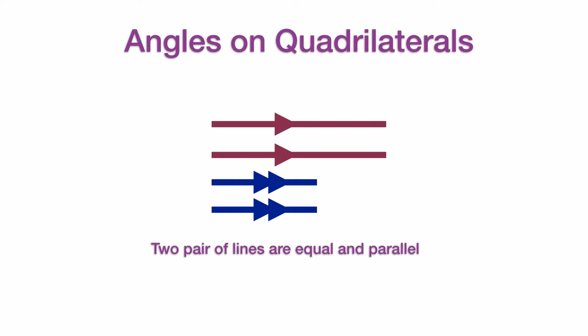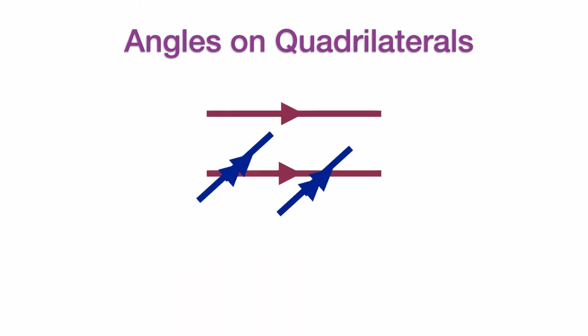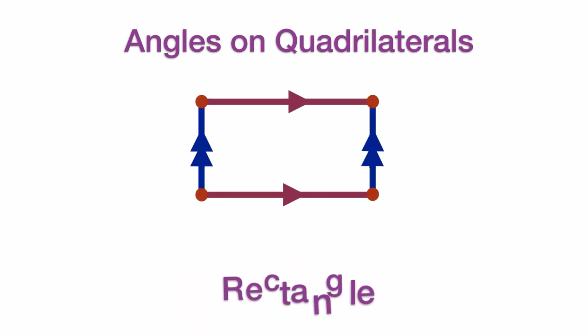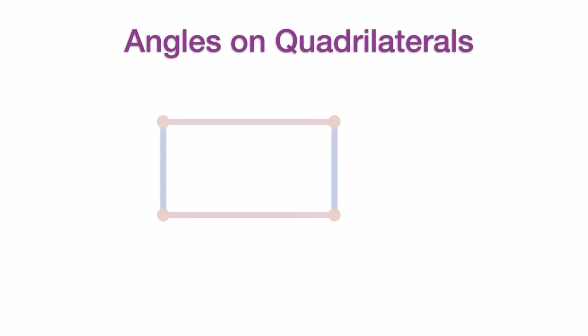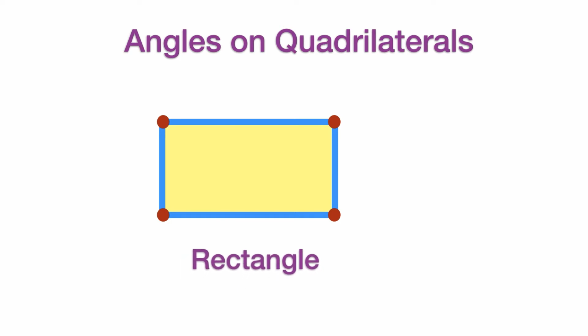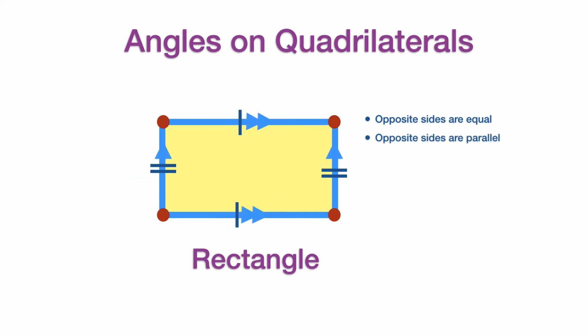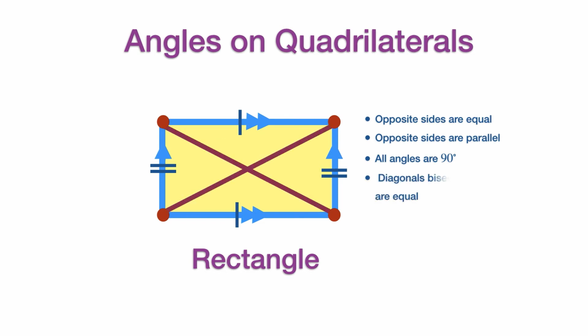Now suppose you are given 2 pairs of equal and parallel lines. Then, using these lines, one of the shapes you can create is a rectangle. This is one of the most common shapes in mathematics. Opposite sides of a rectangle are equal and parallel. They also make a 90-degree angle with each other. And their diagonals are equal and bisect each other.